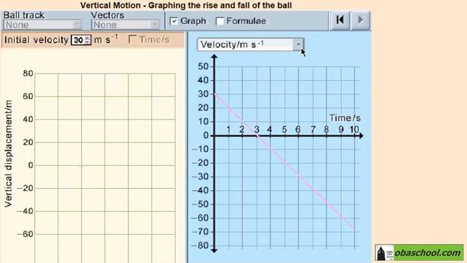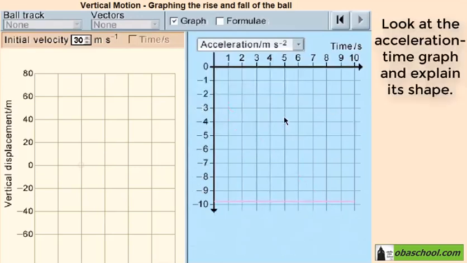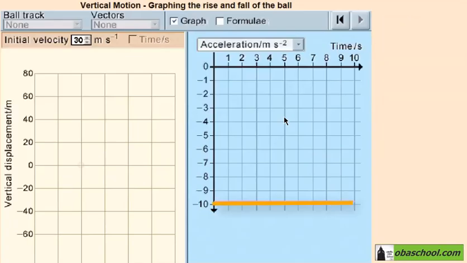Let's select acceleration from the graph menu. Look at the acceleration time graph and explain its shape. Yes, it's a straight horizontal line because acceleration is constant.